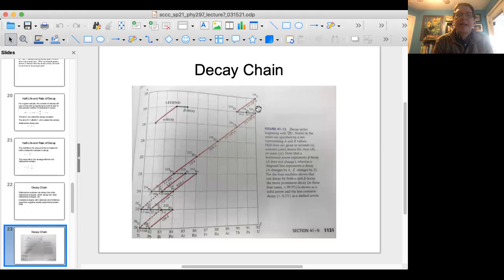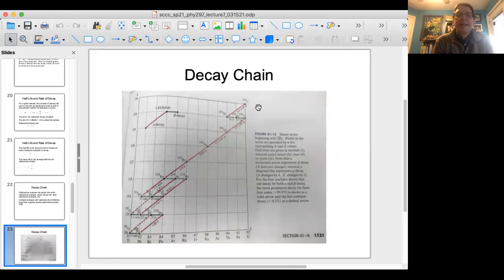So you look at uranium, for example. Uranium has a lifetime of 4.5 billion years, or 4.5 times 10 to the 9 years. So the first step takes a long time. But then you have beta decay, and then you have a series of alpha decays. Eventually, uranium-238 will decay to lead.